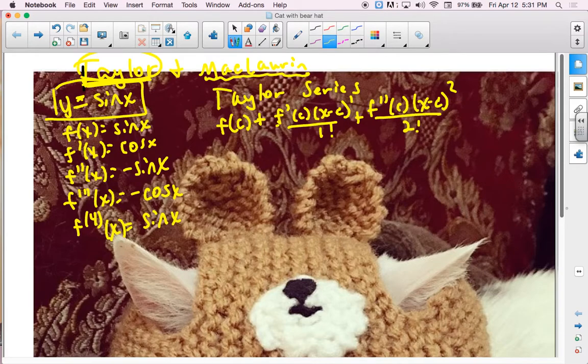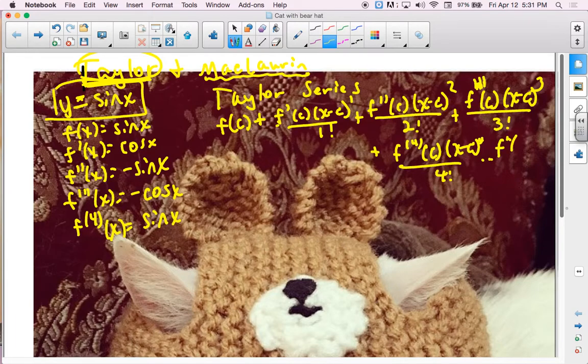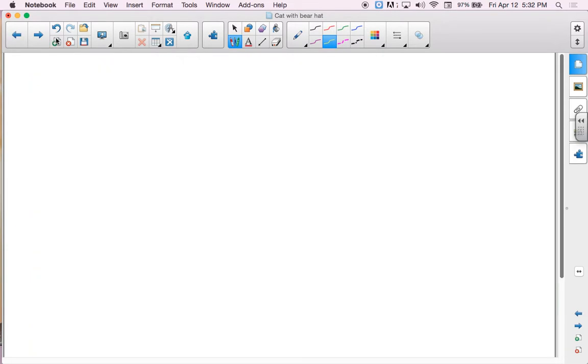This is 1 factorial, which is 1. Plus f triple prime of c times x minus c to the third over 3 factorial, plus f fourth derivative at c times x minus c to the fourth over 4 factorial, on and on until you get f, whatever derivative you need, to the nth power times x minus c to the n over n factorial. I'll teach you a lot of tricks, but if all else fails, don't forget this easy formula. All right, let's get a clean slide and write it again.